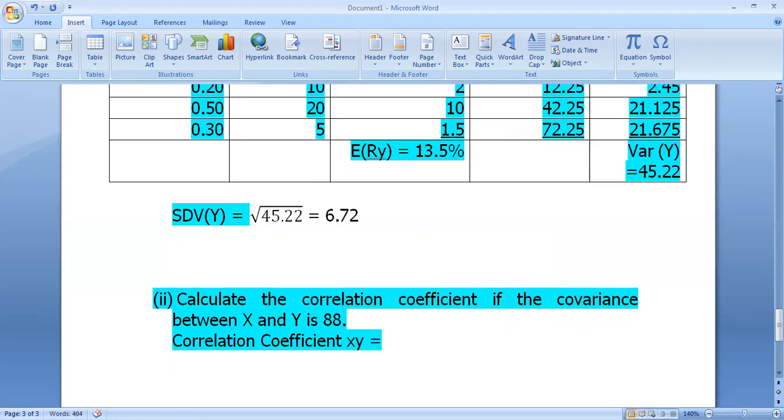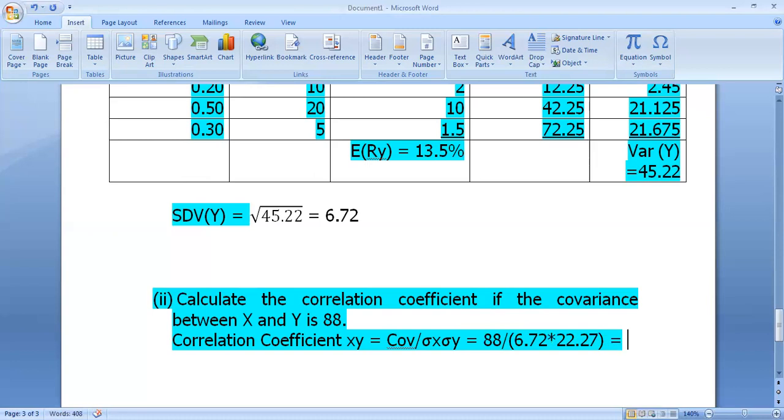Now, the correlation coefficient equals the covariance over the product of the two standard deviations. That is the standard deviation of X times the standard deviation of Y. So this equals the covariance, which is given as 88, over the product of the two standard deviations. That is 6.72 for company Y times the standard deviation of company X, which was 22.27.